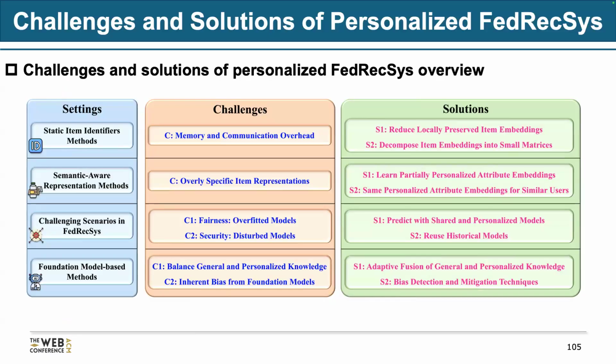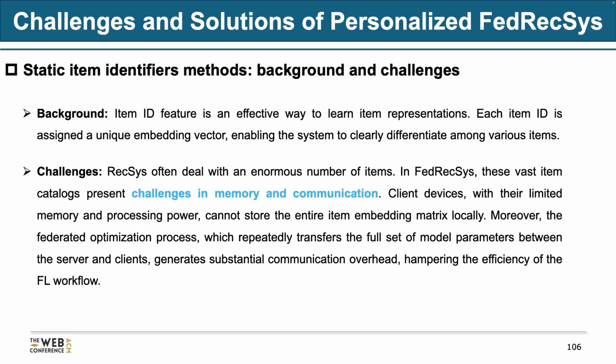Now let's take a quick look at the challenges and solutions of personalized federated recommender systems, including 4 common settings and corresponding challenges and solutions. The first setting is static item identifier methods. I will first introduce the background and challenge.